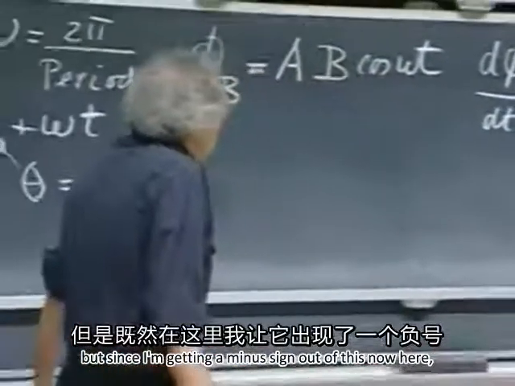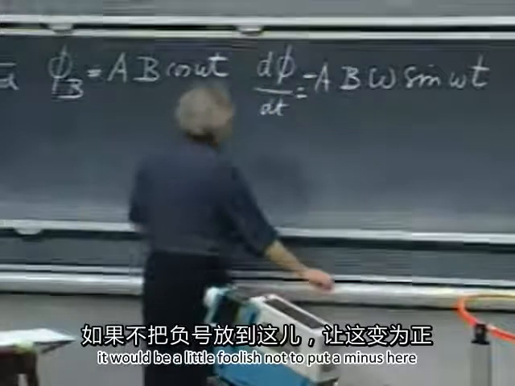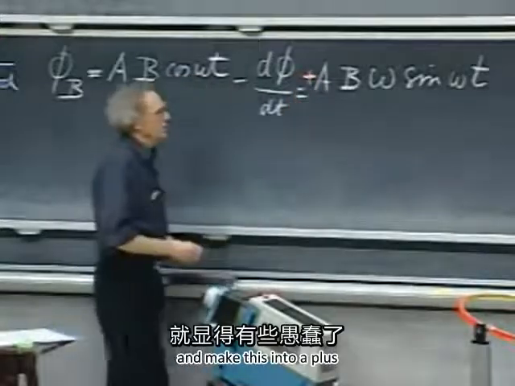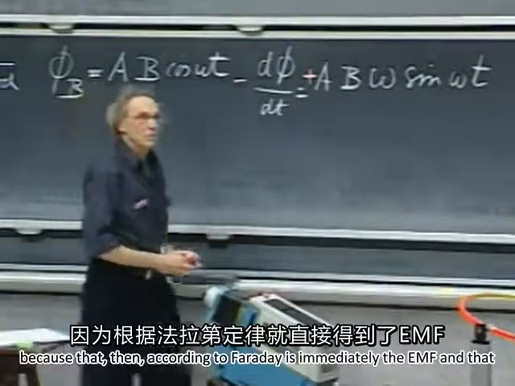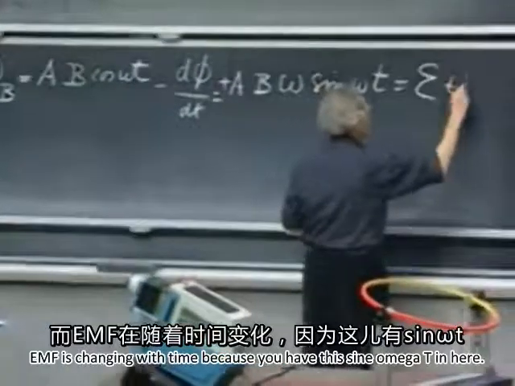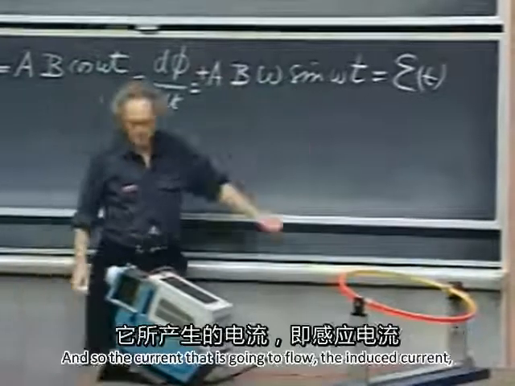But since I'm getting a minus sign out of this now here, it would be a little foolish not to put a minus here and make this into a plus, because that then, according to Faraday, is immediately the EMF, and the EMF is changing with time, because you have this sine omega t in here.